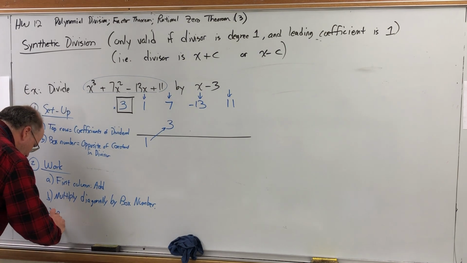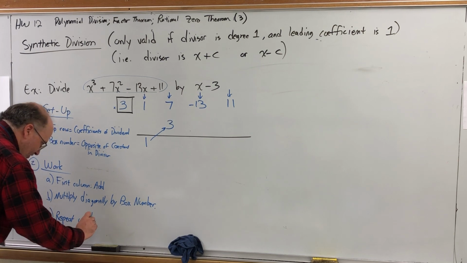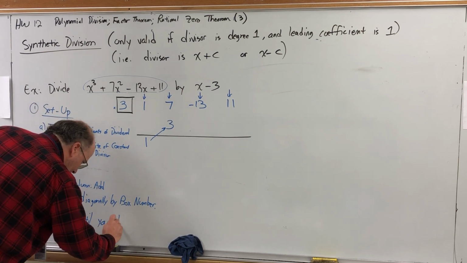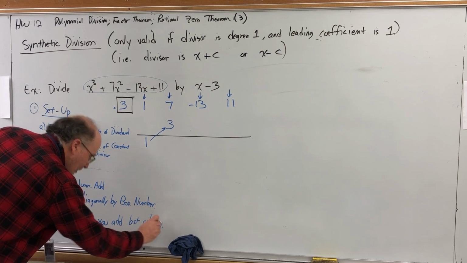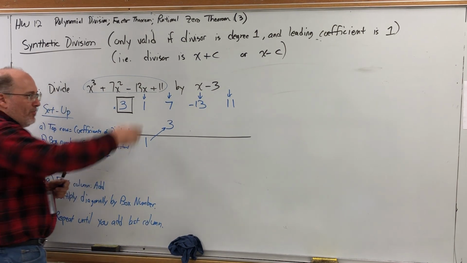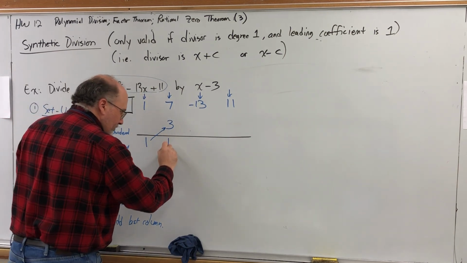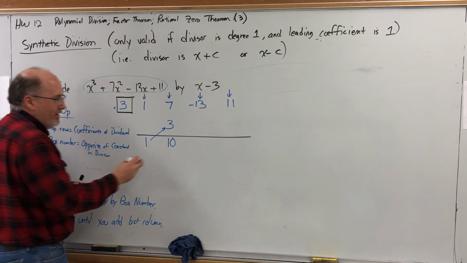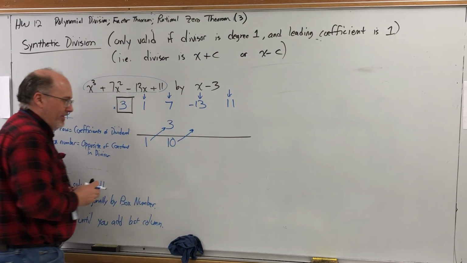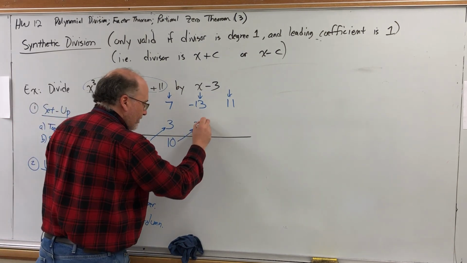But the third part of the work is to repeat until you add the last column. So now that we're in the second column, we're going to add again. 7 plus 3 is 10. And then after you add, you multiply diagonally by the box number. 10 times 3 is 30.